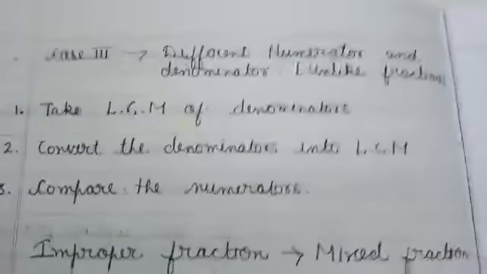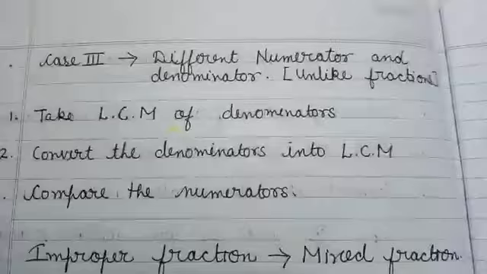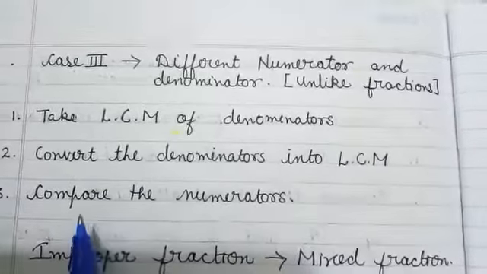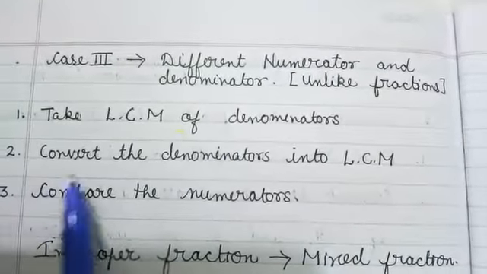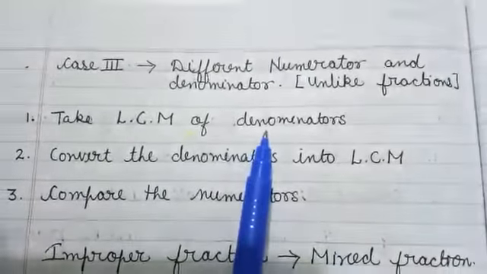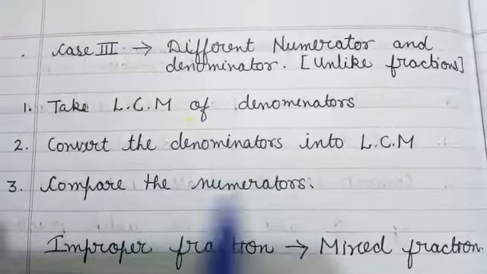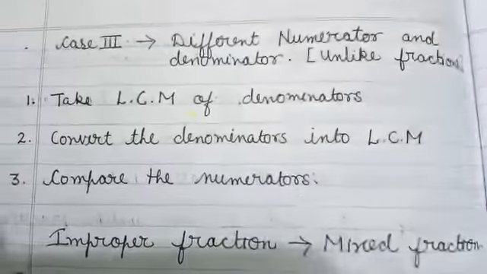Now in case the numerator and denominator are both different, means the fractions are unlike, what is the step there, class? You have to convert the unlike fractions into like fractions. How? As I told you just now: you will take the LCM of the denominators, convert the denominators into the LCM, and then compare the numerators.